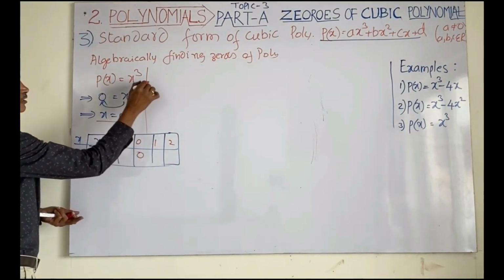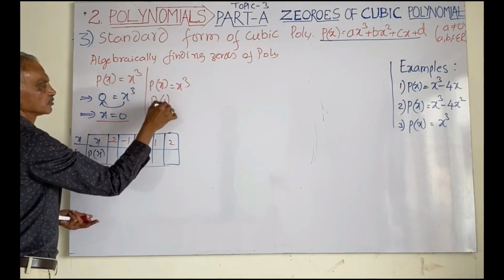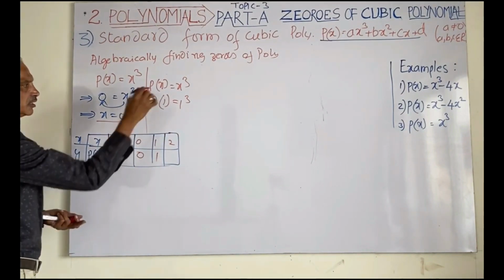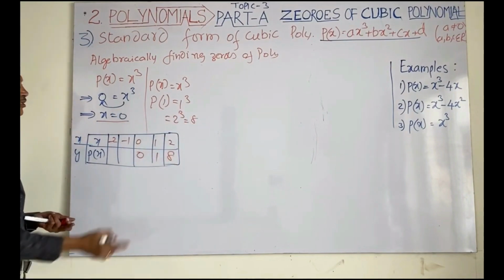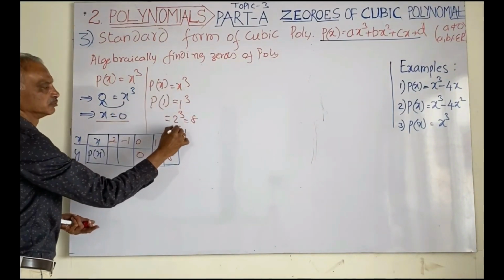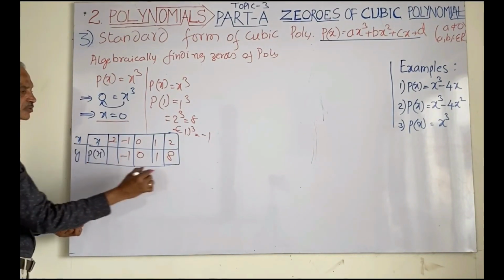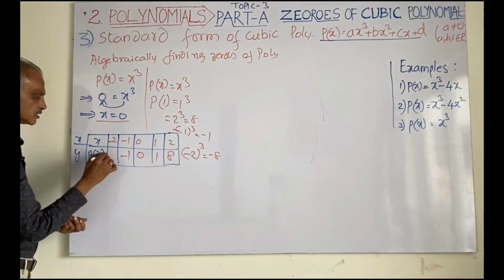Substitute 1 here. P of x is equal to x cube. P of 1, you substitute, 1 cube. 1 cube means 1. You substitute 2 cube. 2 cube means 8. You substitute minus 1 cube. Anyway, you will get minus 1. You substitute minus 2 cube. You will get minus 8.